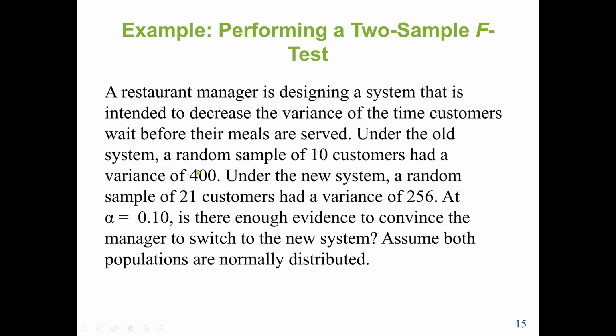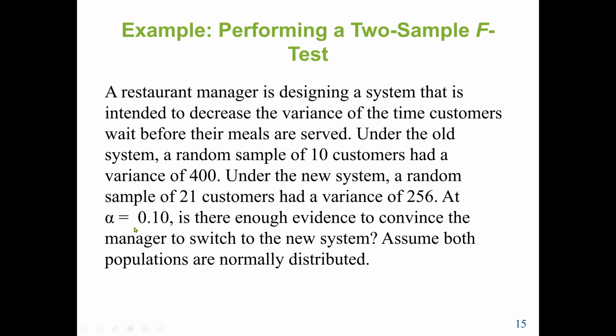Under the old system, the random sample of 10 customers had a variance of 400. Under the new system, the random sample of 21 customers had a variance of 256. So we can see that again, everything falls in place. We have two populations now, two different systems. And they also gave us two different values for n1 and n2, 10 customers and 21 customers. And they also give us alpha.